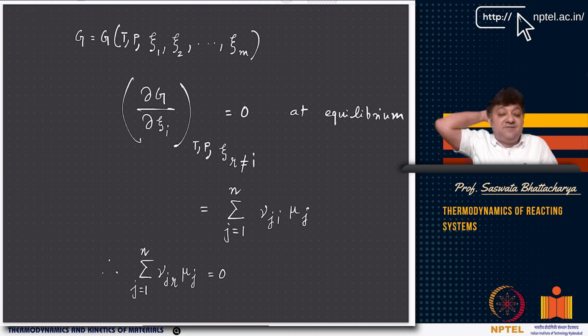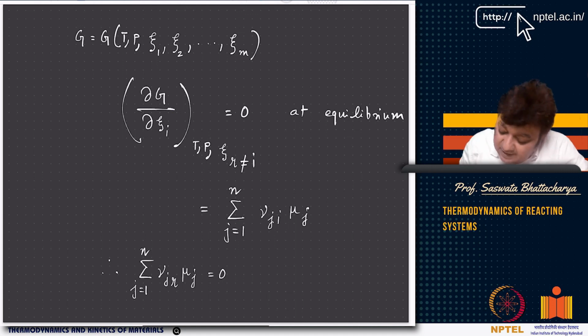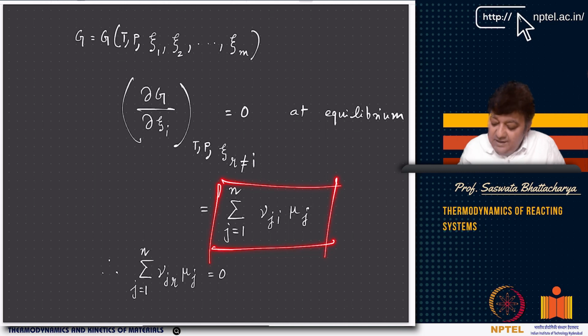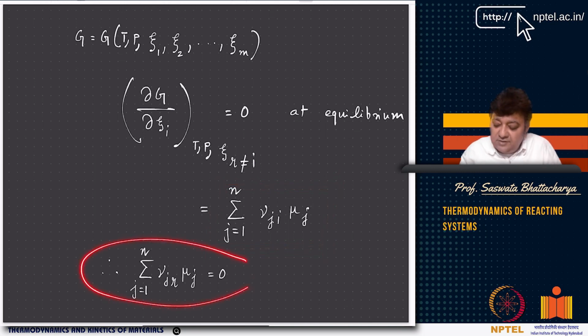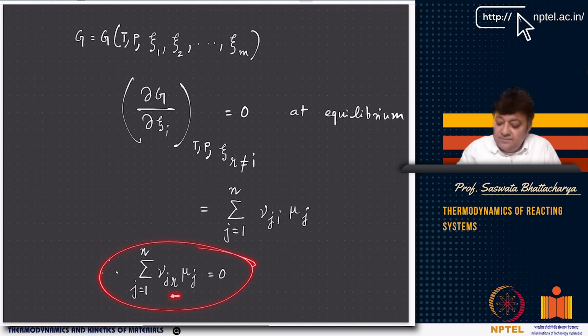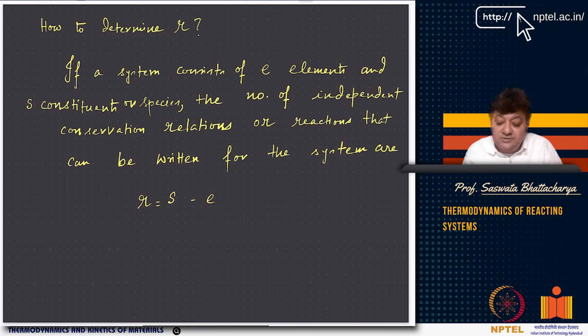So with respect to this internal variable psi, for the reaction I am keeping T, P and all other reactions constant. I do not want other reactions to proceed, and this has to be equal to 0 at equilibrium, with temperature and pressure fixed. That gives me a very interesting formula: the summation over j equal to 1 to n, where j is the species, of mu j nu jr for each reaction has to be equal to 0 at equilibrium. Now how to determine R?